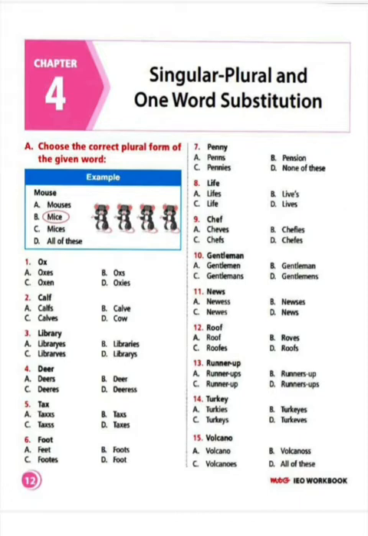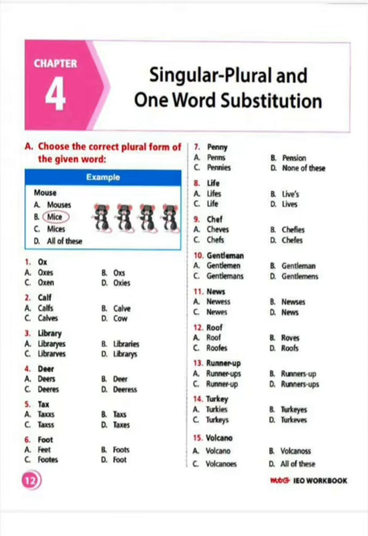So let's start. Choose the correct plural form of the given word. And one example is already given. Mouse. So the word is given and then four options are there, and you have to choose which is the correct plural word for that singular word. So mouse, mouses, mice, mices. Your correct answer is B, mice, which has already been circled over here.